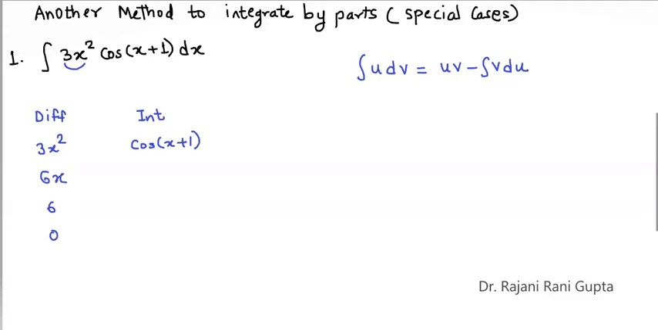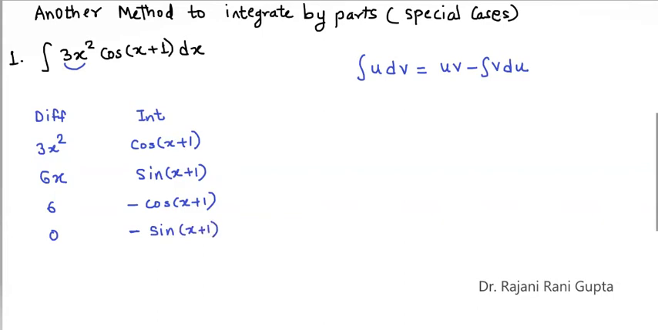So for cosine, what is the integration of cosine? It is sine x plus 1. What is the integration of sine? It is minus cosine x plus 1. What is the integration of cosine? Minus is same. Integration of cosine is sine x plus 1.